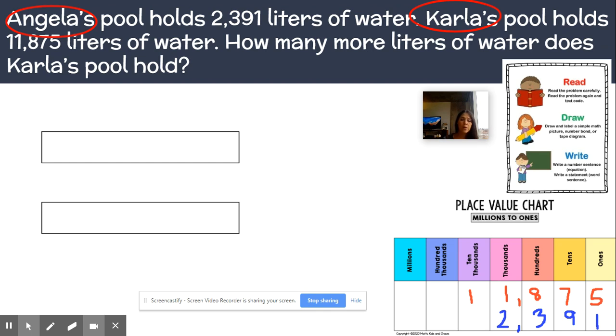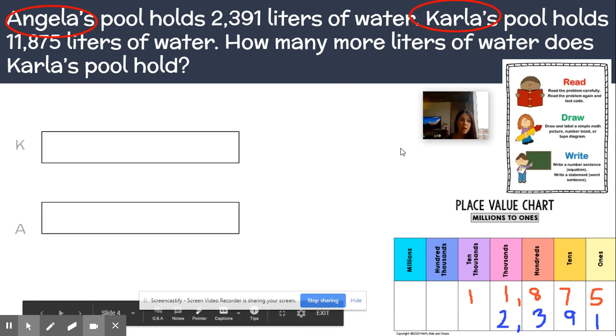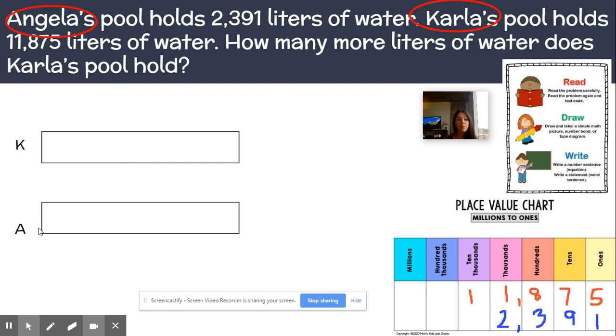Okay. So now that I know that Carla's pool is more based on my place value chart, I'm going to go ahead and put Carla's tape diagram on top. And I'm going to put Angela's tape diagram on the bottom. Okay, so the first thing we're going to do is label our tape diagrams. So I know that Carla's pool holds 11,875 liters of water. So that's what I'm going to label here.